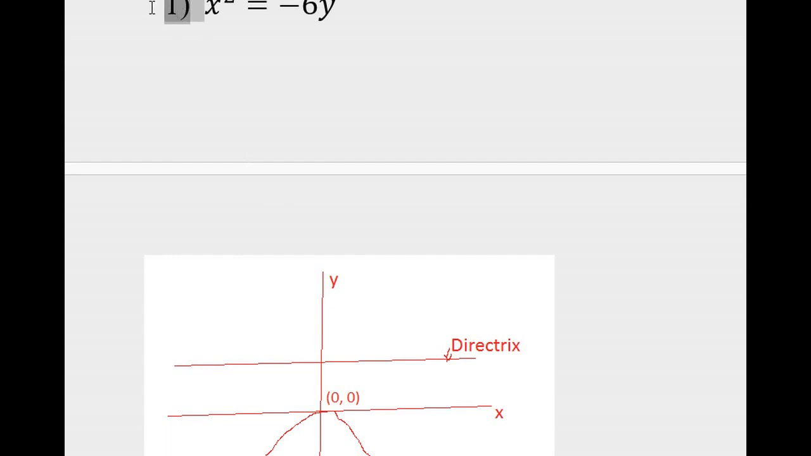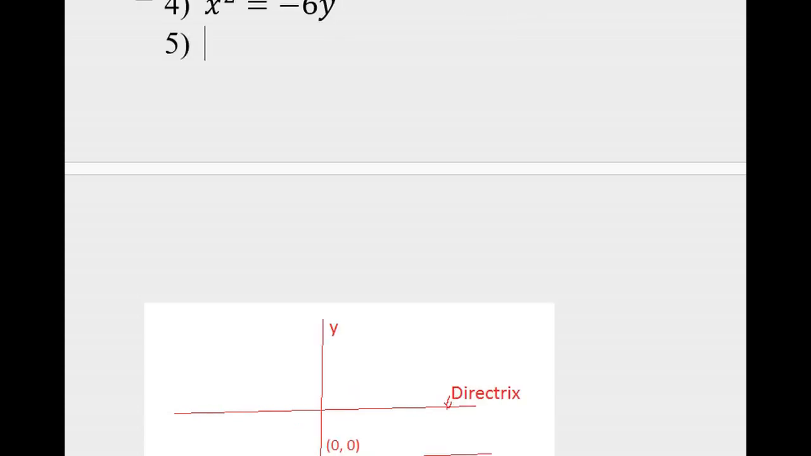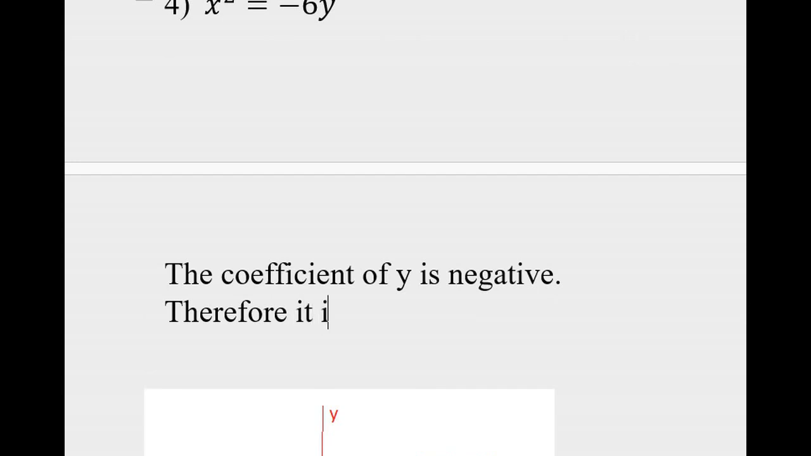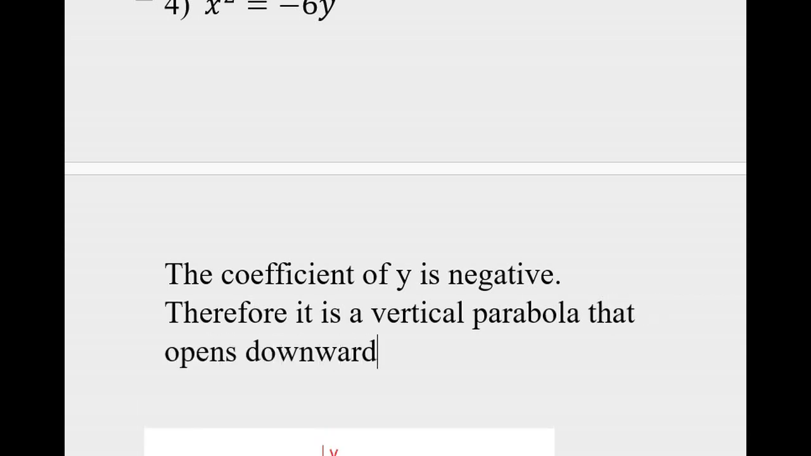Now we'll take this example, the last example. It is the example of a vertical parabola that opens downward. See here. The coefficient of y this time is negative. Therefore, it is a vertical parabola that opens downward. Coefficient is negative, so we'll replace the coefficient with minus 4p and we'll compare the equation.